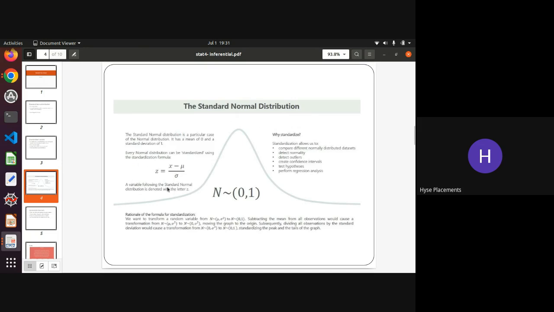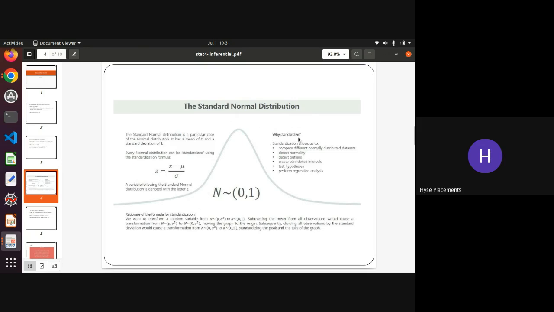A variable following the standard normal distribution is denoted with the letter z. See, this is the curve and this N is a normal distribution. But if you have 0 mean and standard deviation 1, at that time this N becomes the standard normal distribution.